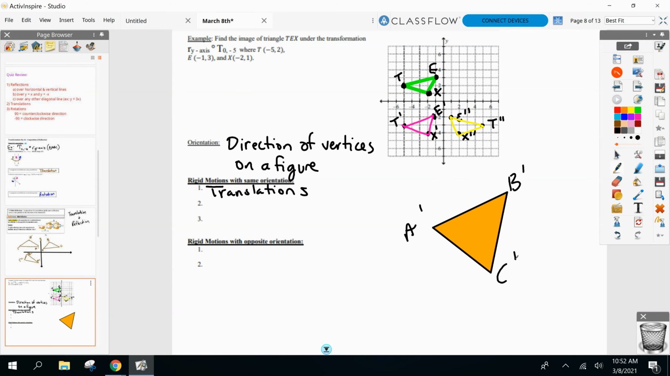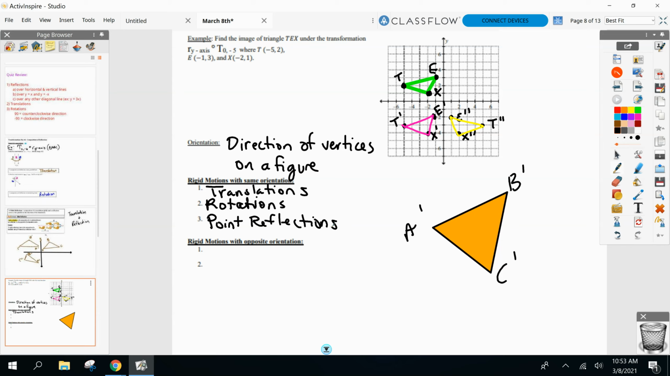Still clockwise, right? So it doesn't matter what you rotate it. Rotations will have the same orientation. And there's one more we have not yet discussed this unit. We will later on, after the quiz, and that is a point reflection. All we have done is reflect over a line, but you can also reflect through a point, and that will not change a figure's orientation.